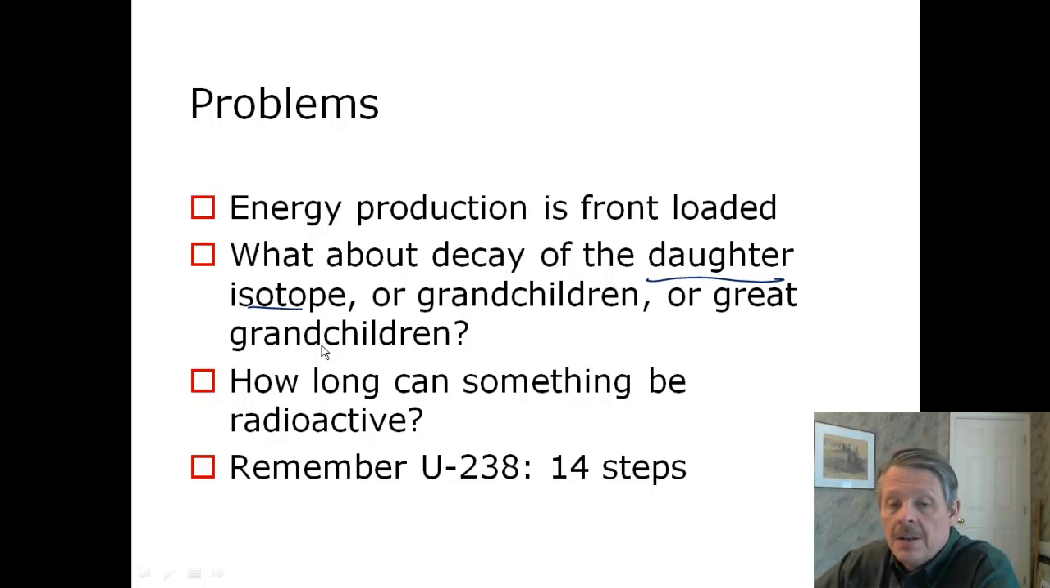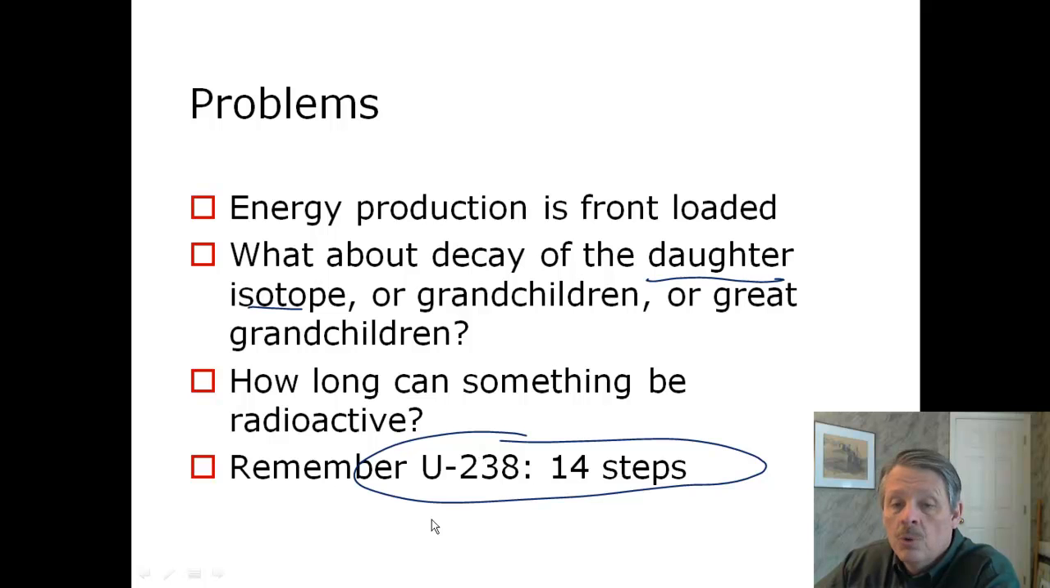Now, if you remember U-238, you should have done this on one of your worksheets. There were 14 steps in uranium-238. So it did not just go through one decay. It went through 14 decays until it hit something that was stable and would not continue to decay. Some of those decays happened very quickly, in less than a second. Some of them took thousands of years.